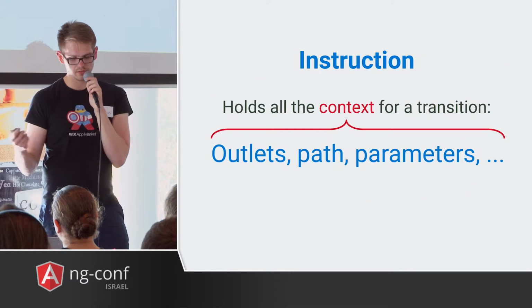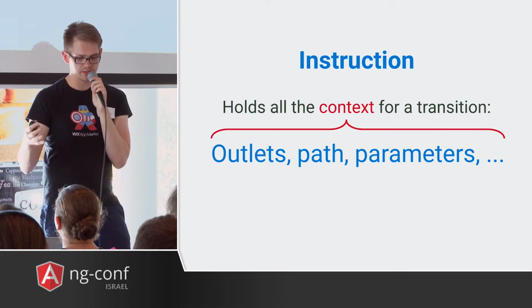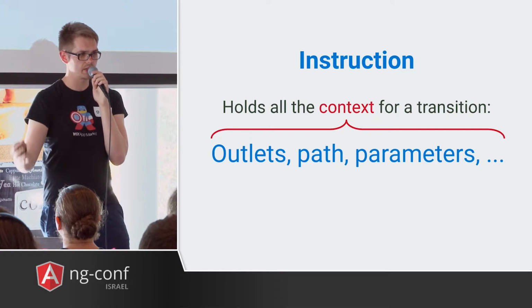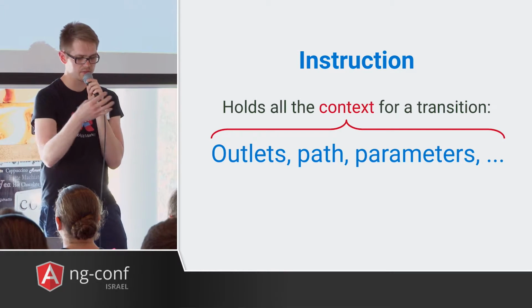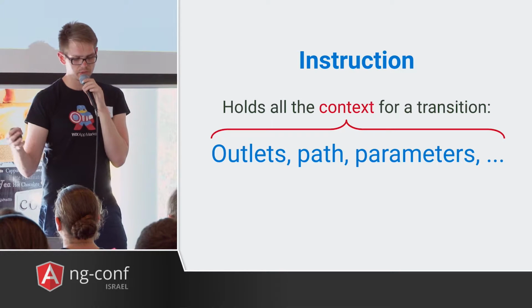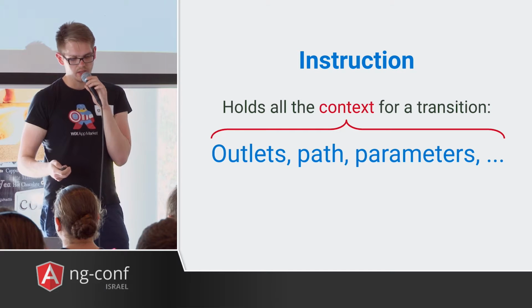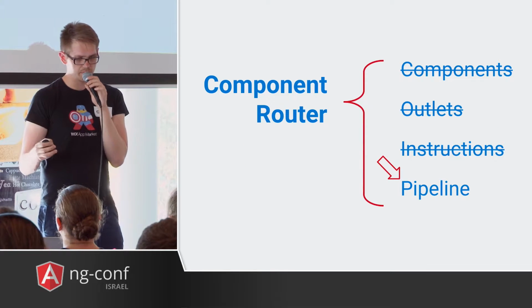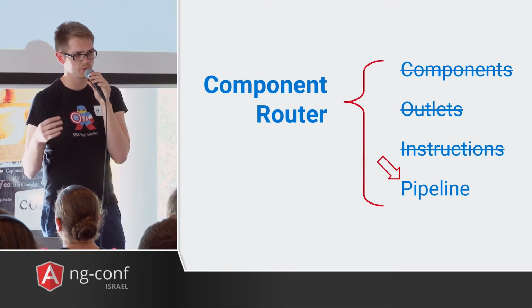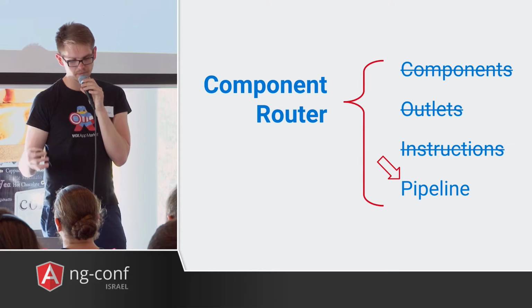Let's go to instructions. Instructions is the context for a transition from one application part to another, from one application state to another. And it holds the outlets, the path, the parameters. But it's best explained by looking at the final and most important part of the new component router, the pipeline.